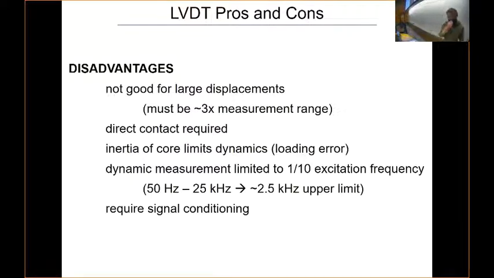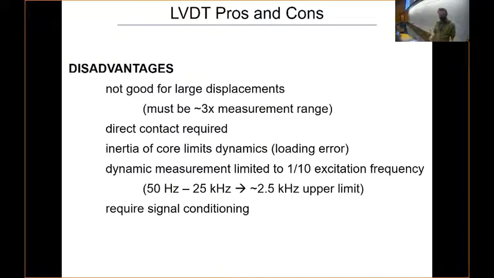And the dynamic measurement is limited to 1/10 of the excitation frequency. This isn't the same thing as the Nyquist. Nyquist would be a separate thing that could affect this. But this has more to do with, you have an AC signal, and if your oscillations are close to the oscillations of your signal, then that's going to confuse the system. So if you limit your oscillations to 1/10 of your excitation frequency, you don't have any problem with that.